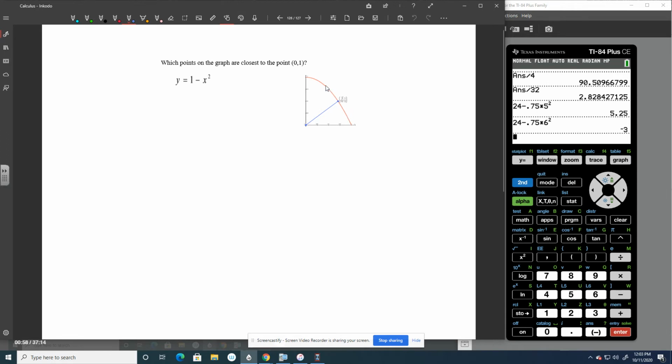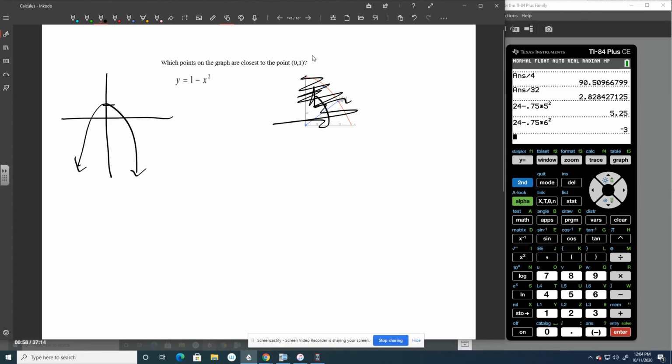So it gives me, I don't even know what this picture is. We're going to ignore that picture for a minute because we're not using a picture, we're using a function, right? So which of the points on the graph are closest to 0, 1? Well, my graph, 1 minus x squared, is just a parabola. It's upside down and it's shifted up 1. So I've got a parabola like this. And we're going to have to change that point. Let's change that to 0, 0 because 0, 1 is actually on the graph.